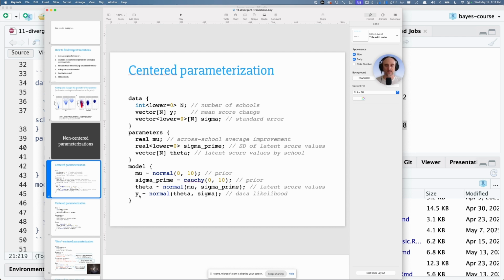And then we have the observation error on those latent school scores and the input observation error. So sigma here is input as the observation error. Sigma prime is being estimated, and that's the spread of those latent scores. Mu is the overall average. That's what we care about. So it's a random effect model. We're inputting the observation error. Otherwise, it's basically like a random intercept model where we're inputting the observation error.